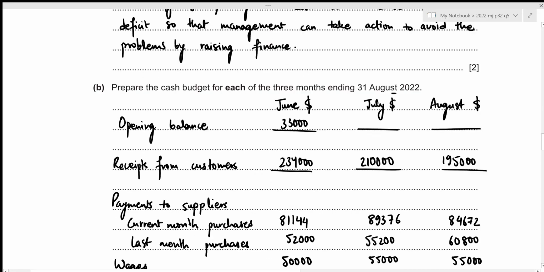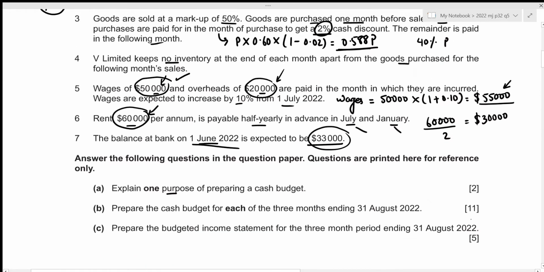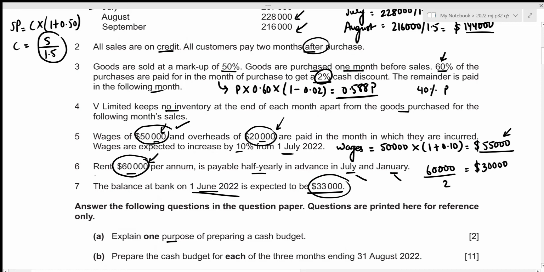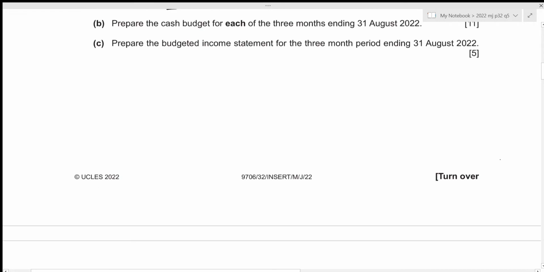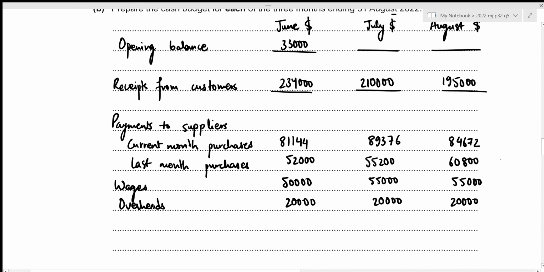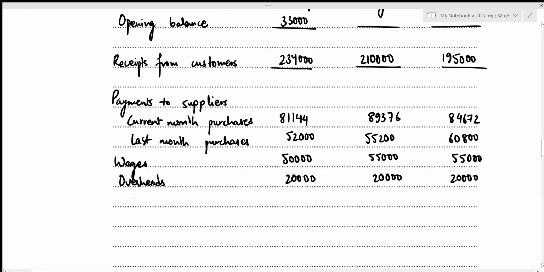And then we were also given information regarding rent. We were told that rent of 60,000 per annum is payable half yearly in advance in July, which means that we need to record this payment of 30,000 made in the month of July, but there will be no payments for rent in the month of June and August. Let's write it down. So we have rent to be 30,000 only for July. And this concludes all of our payments.